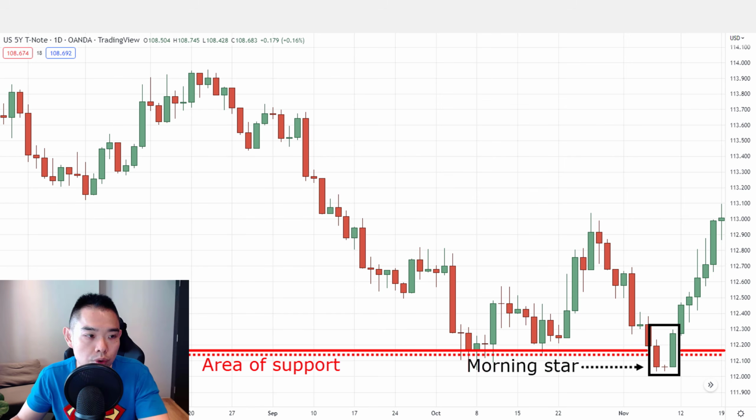This is where I want you to focus on. We had strong selling pressure from these highs all the way down into this area of support over here. And then we have this particular morning star pattern, which is shown over here. So let me explain to you the psychology of the market.